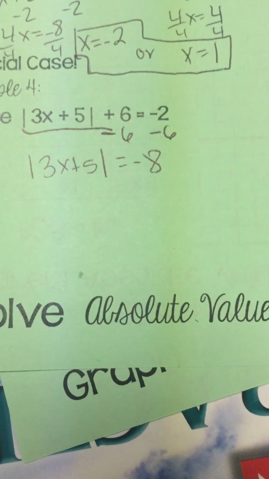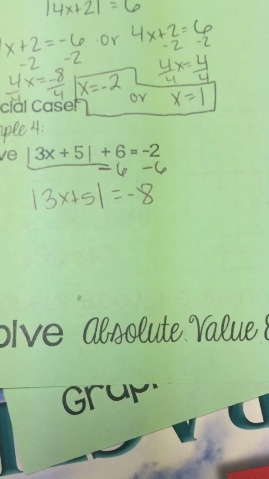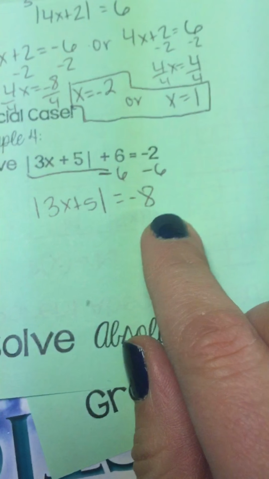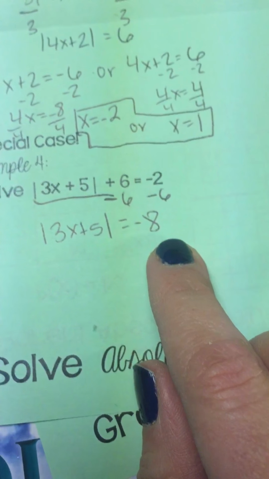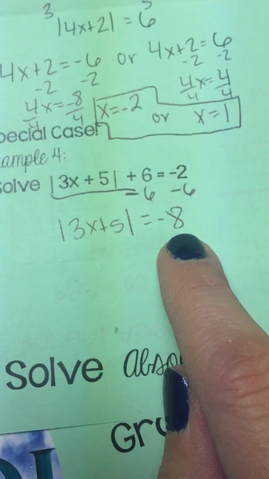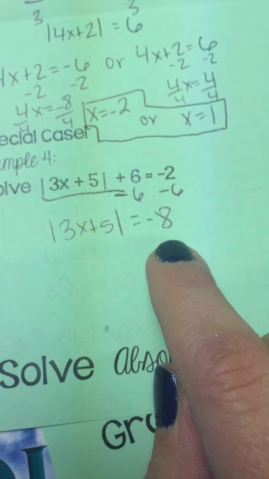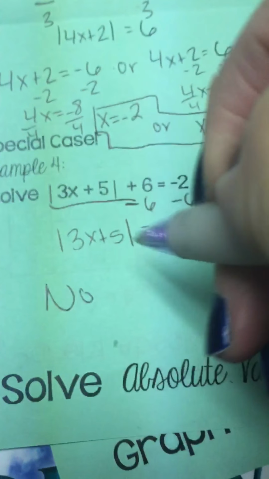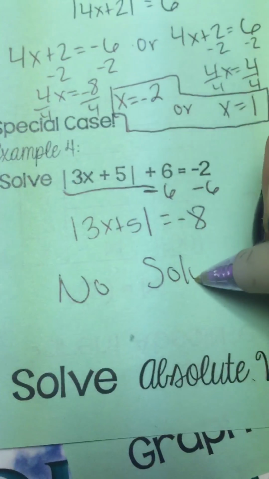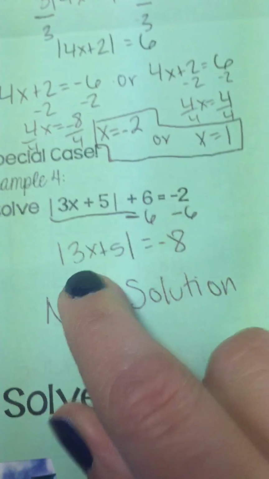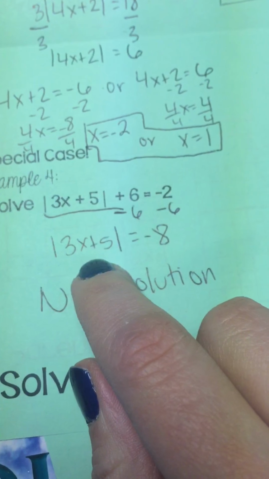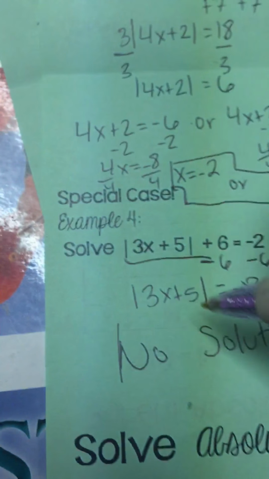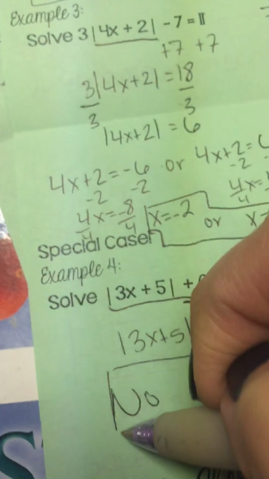Does anyone see something wrong with this? Can an absolute value ever equal a negative number? Hopefully you said no. In this case, the absolute value of a quantity cannot equal a negative, so you can stop here. Right now, we can just go ahead and write no solution. Nothing on the inside of here will ever make the absolute value of it equal a negative 8. So the special case is when we have no solution.